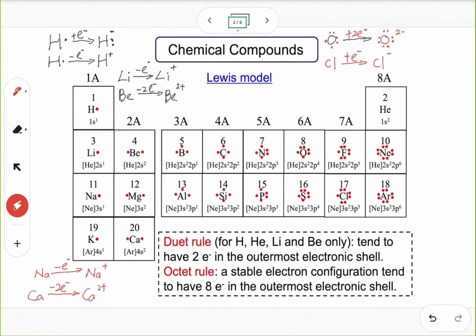Okay, so these are the duet rules and octet rules that we need to follow when we consider whether an atom is going to lose or gain electrons. Okay, all right.